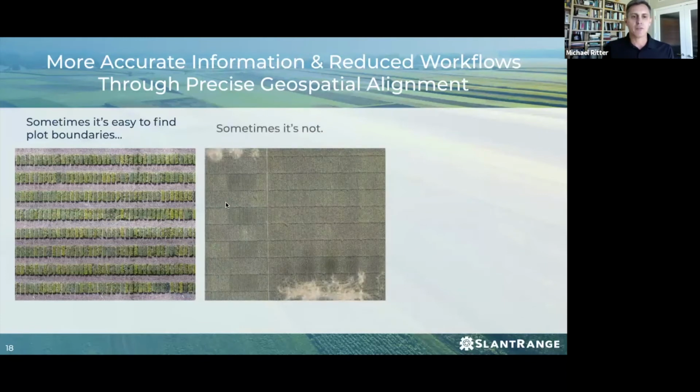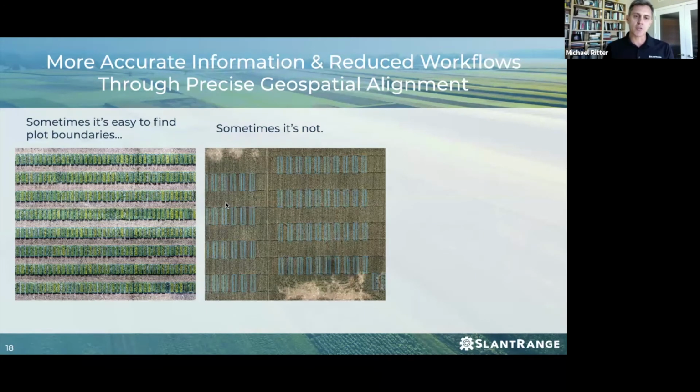Sometimes they're not. This is another trial. This happens to be corn later season, but if you look at that image in the middle, can you visually identify where the plots are? And if you can't, it's going to be awfully hard for automated software to identify where the plot boundaries are as well. So, it's not a trivial exercise to match the images with your plot boundaries to make sure you're extracting the right information to the right place.